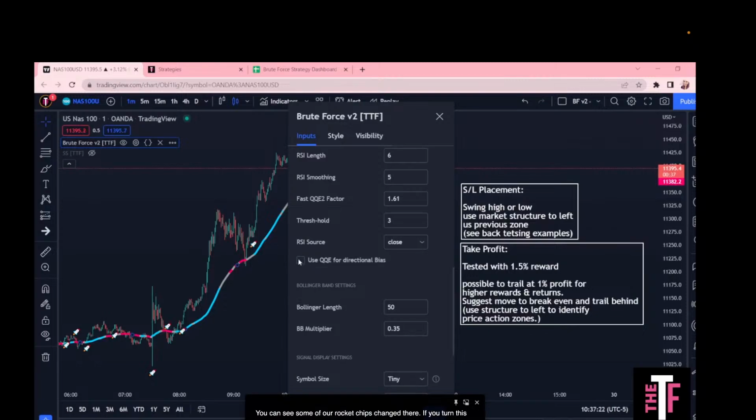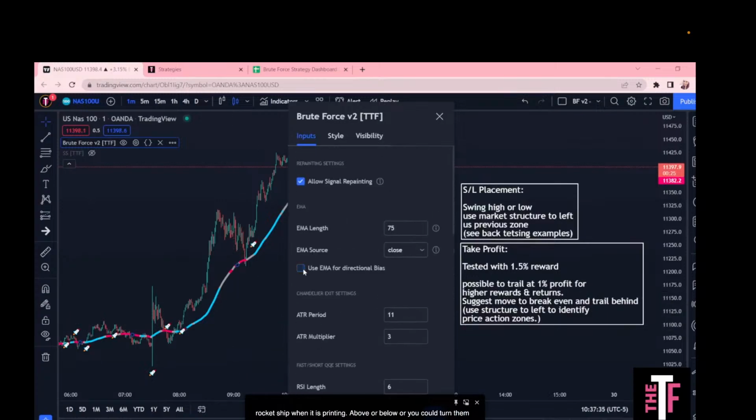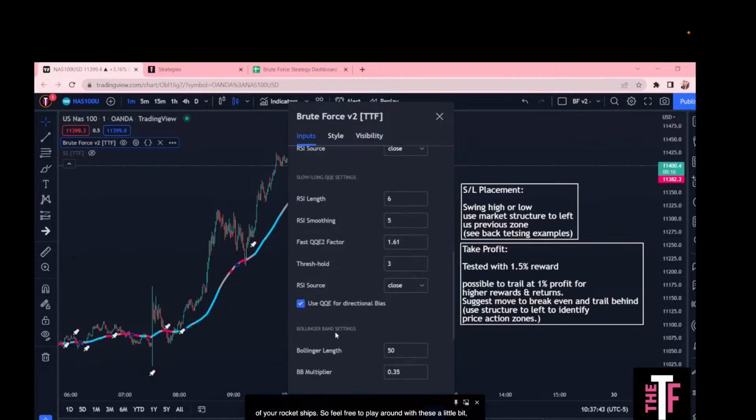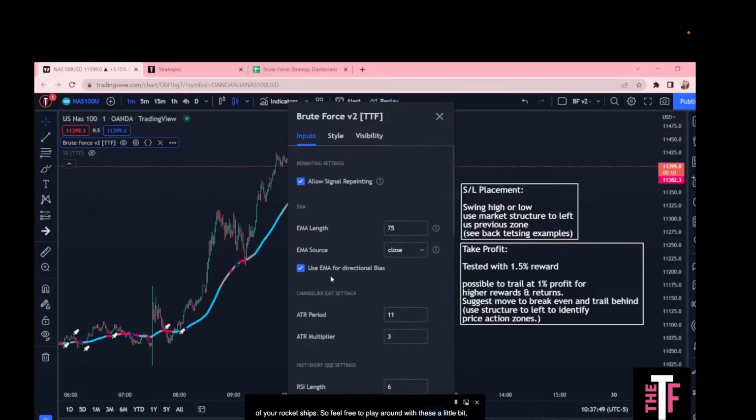If you turn this off, basically it just does not take into consideration these colors that are built into the moving average. And then you would only get a rocket ship when it is printing above or below, or you could turn them both off, and you could also see we'll get a different change in some of your rocket ships. So you can feel free to play around with these a little bit, but if you are still newer, again, I do highly suggest that you just stick to keeping these checked on, the QQE as well as the directional bias, so that way you're sticking with overall trend.